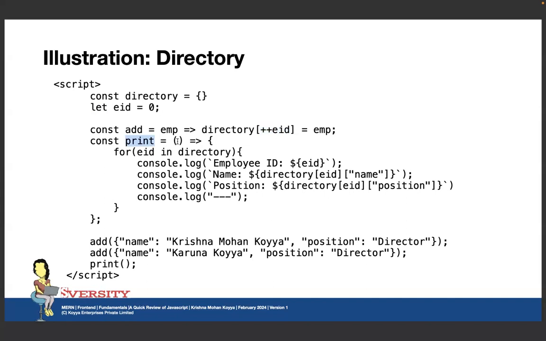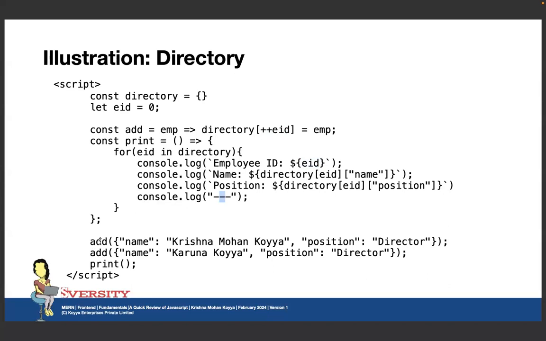Print is another function. Because there are no parameters, you have that empty parenthesis, and I'm just printing the directory using the for in loop. Directory is a JSON which is iterable over its keys. So each one is a key, right? Whatever we get, that key is EID. So first it will print employee ID equal to whatever EID is there in the given JSON element at that point. Then within the directory, against the EID, there is a name field and its value, a position field and its corresponding value, and then some line.